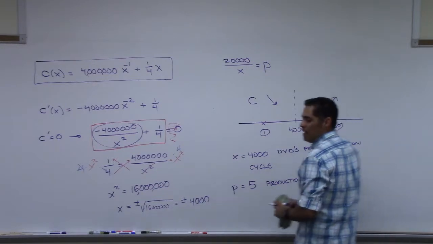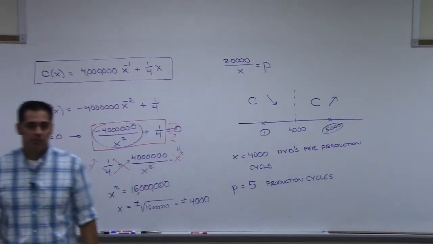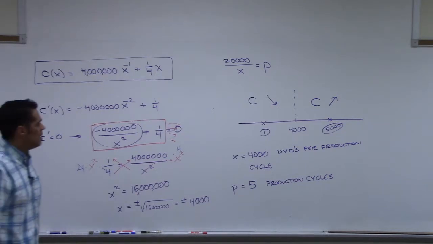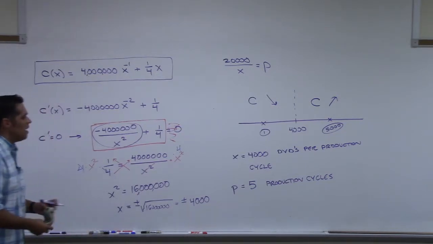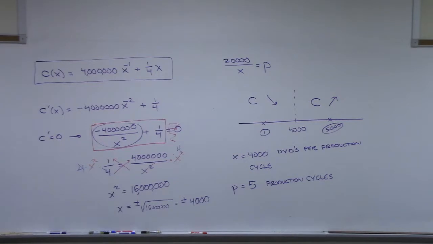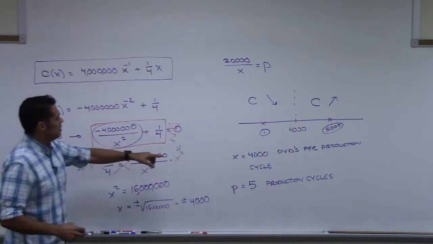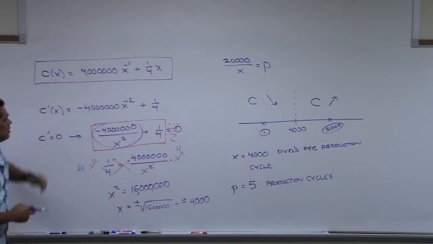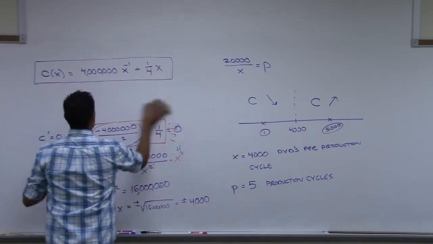And maybe one last question I could ask: how much is it going to cost us to do this, right? So how do we do that? How do we figure out the cost for us to do it this way? You have to go back to your original cost function. Here it is right here, right? And what do you plug into it? 4,000, okay? So let's figure out what that is.